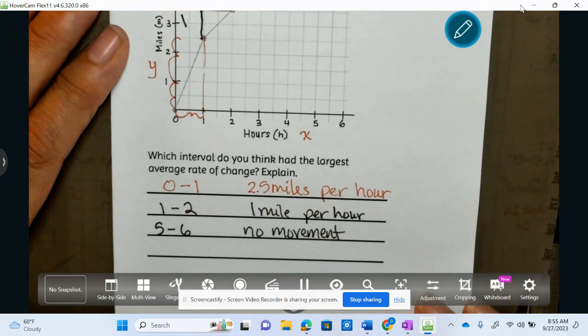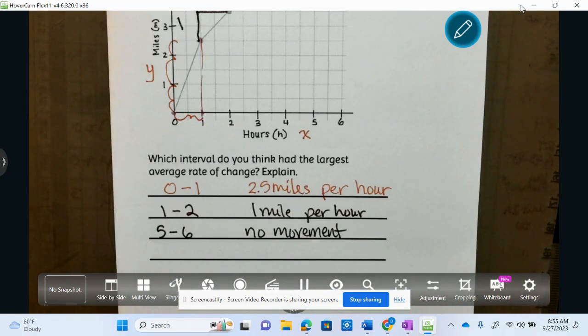So, do you feel like you guys understand average rate of change?